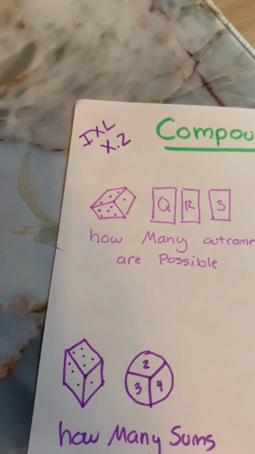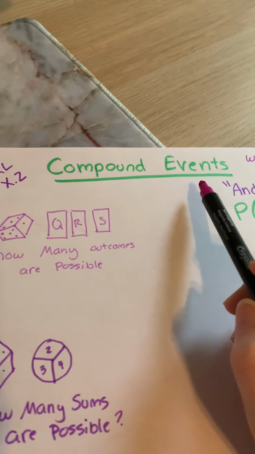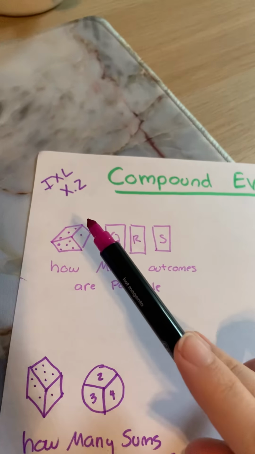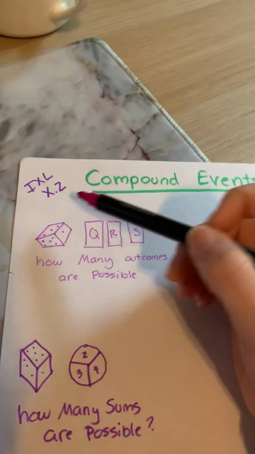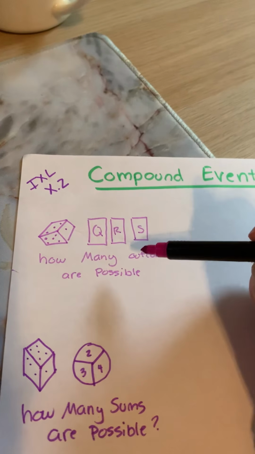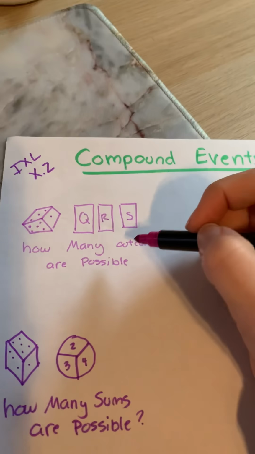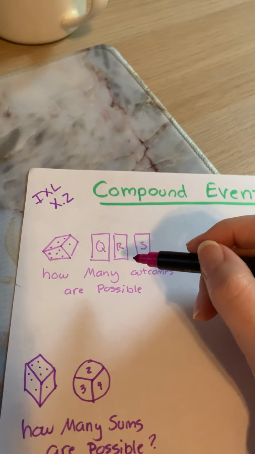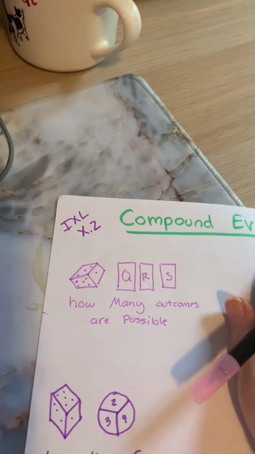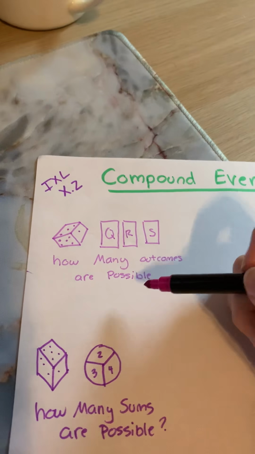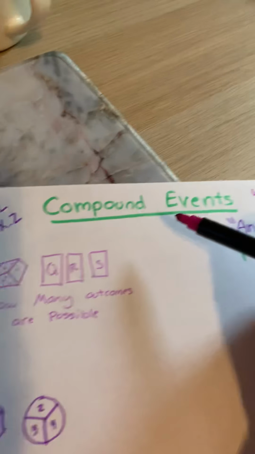Alright, so we're going to learn about compound events. This is in IXL X.2. In IXL X.2, we're just looking for how many outcomes are possible. So it's only about the total number of things possible. So we're not worrying about how to find the probability just yet. We're just looking at how many outcomes there would be in a compound event.